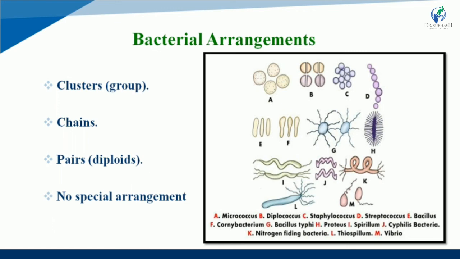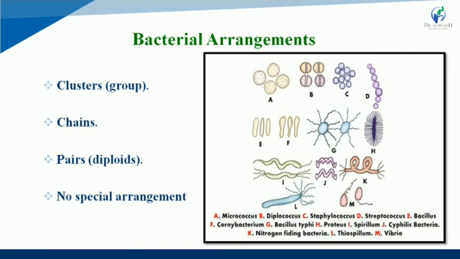Next one is in pair form. I, J, and K. I is Spirillum. Next one is J, Syphilis bacteria. And last one is K, nitrogen fixing bacteria. I to K, that is the example of pairs, which are also called diploids.